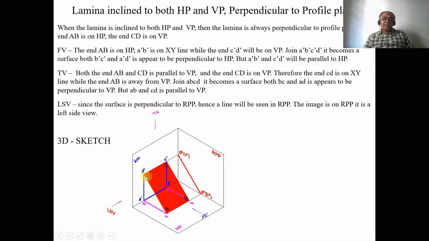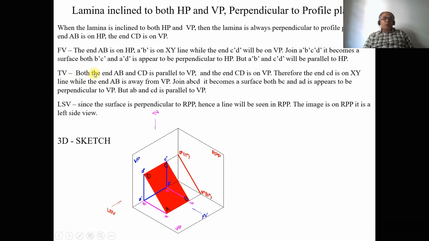A dash B dash and C dash D dash are parallel to HP, whereas AD and BC appear to be perpendicular to HP, because actually A dash D dash, that means you can see A double dash D double dash, is inclined to HP. You can see here also it is inclined to HP. I mean, it is inclined to both HP and VP, and similarly BC also, which appears to be perpendicular but is actually inclined to both HP and VP.